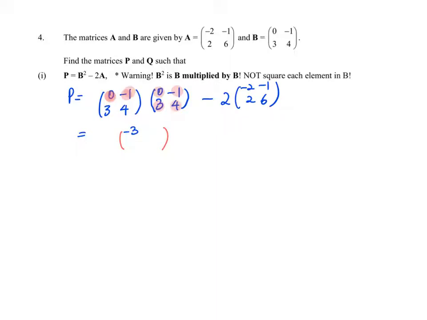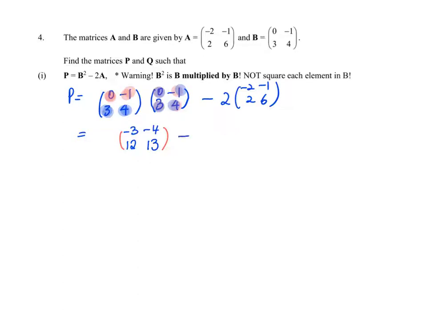Negative 1 times 4, and add them together and we'll get the number negative 4. Followed by the next step, 3 times 0 plus 4 times 3. 3 times 0 is 0, 4 times 3 is 12. And then last but not least, 3 times negative 1 is negative 3, plus 4 times 4, 16. Negative 3 plus 16 will give me positive 13.